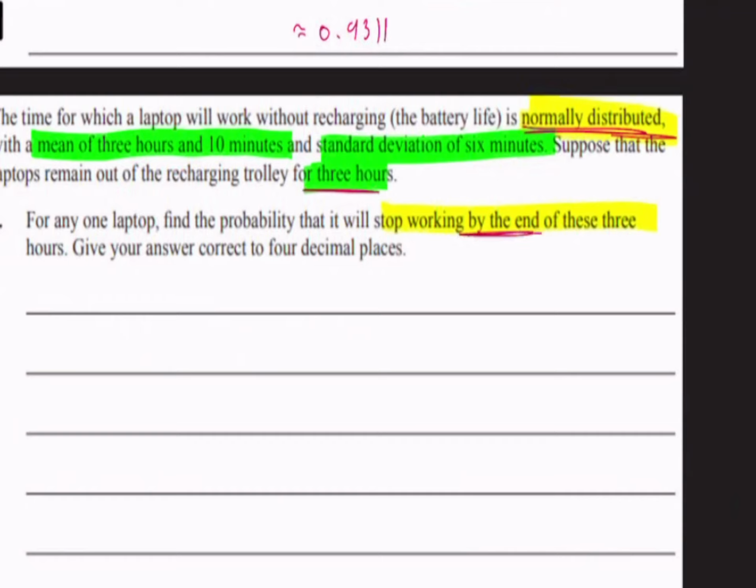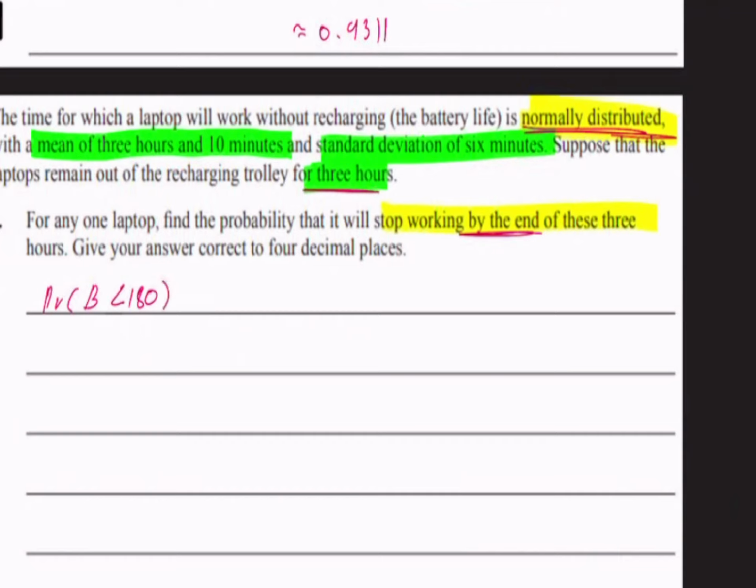So if it's by the end, that means we want the probability that x, I'll call it B for battery life, you'd probably want to define this as well, is less than 180, because you want it to die before the 3 hours is up.